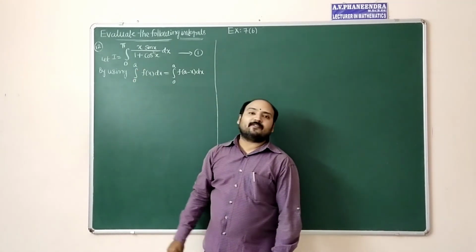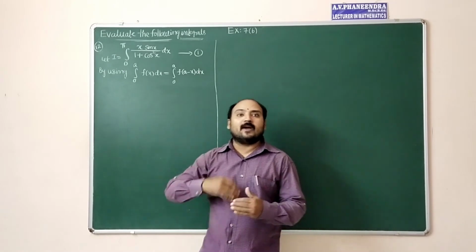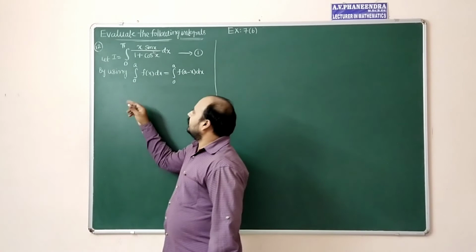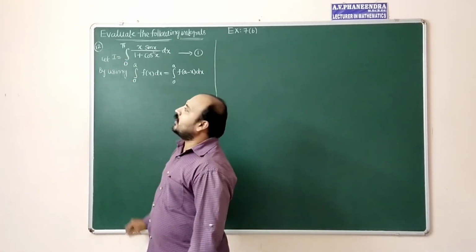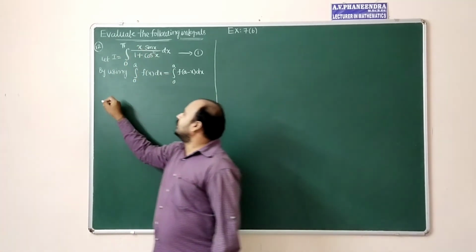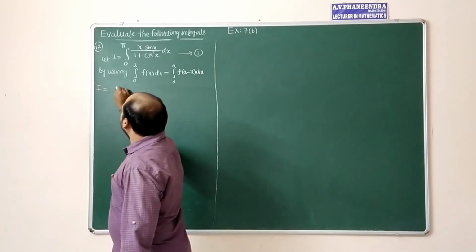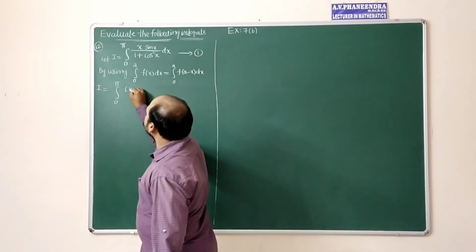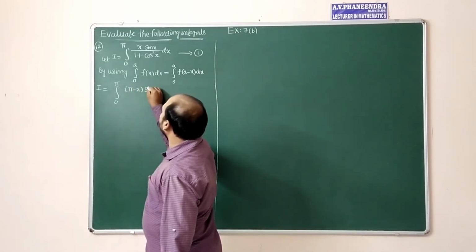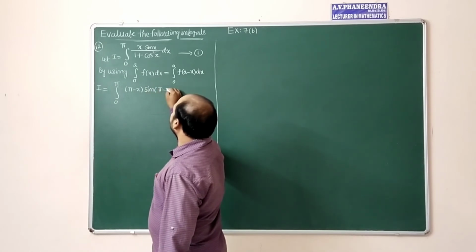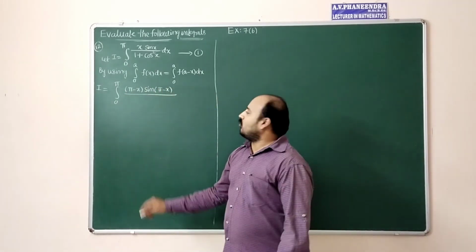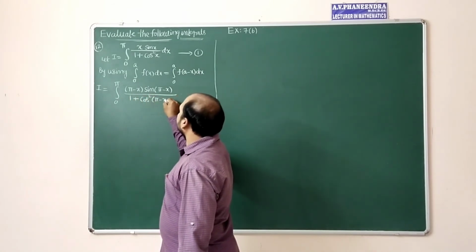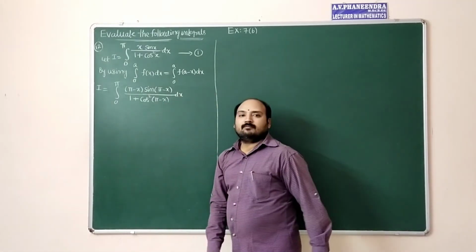By using the same property, integral 0 to a f of x dx equal to integral 0 to a f of a minus x dx, we can apply wherever x is there, pi minus x, you have to write it. So I equal to integral 0 to pi of pi minus x into sine of pi minus x divided by 1 plus cos square of pi minus x into dx.